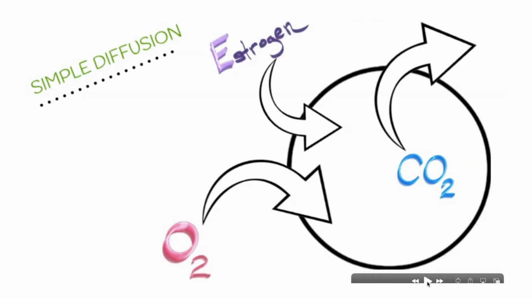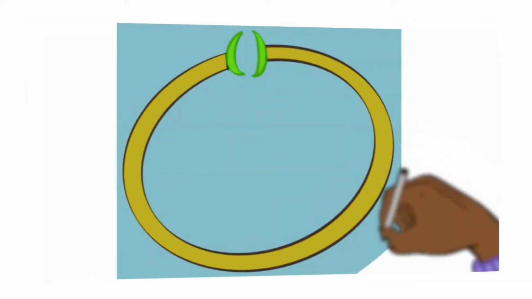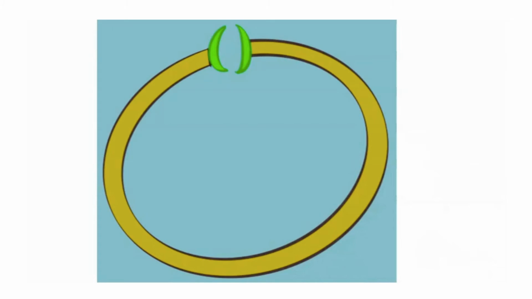Carbon dioxide is always diffusing out. Those molecules are so small, they do not need a channel. Lipid-based molecules such as estrogen can easily move across the plasma membrane without the need for a channel. That is simple diffusion. Nitrogen, which is a gas, can move across, and alcohols can easily cross the plasma membrane via simple diffusion. Okay, so let's just take a look at a channel protein.